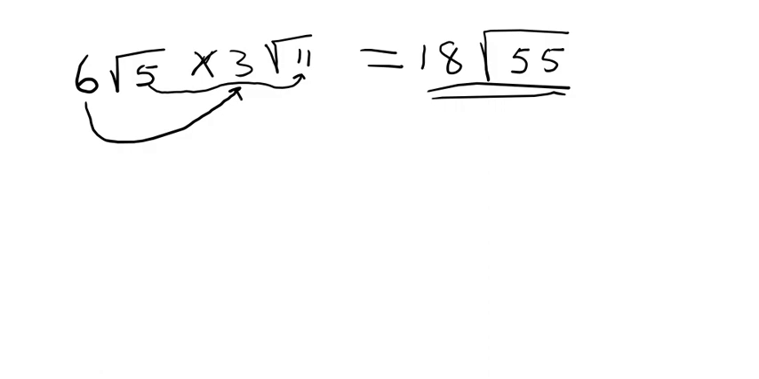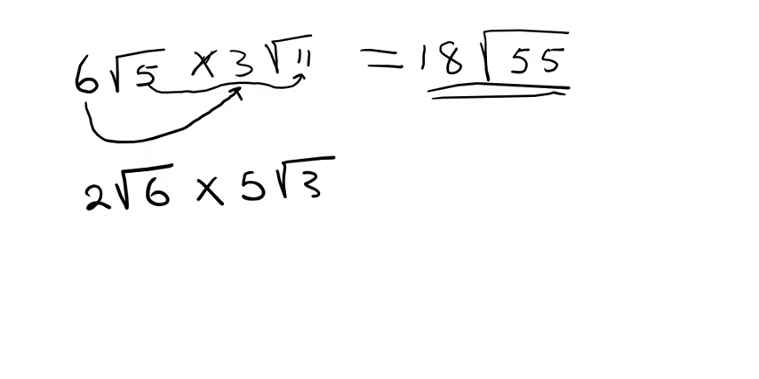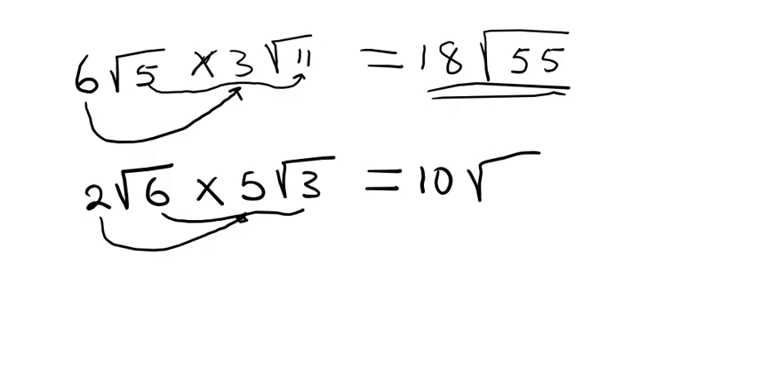Okay, now let's take a look at this also. We have 2 root 6 multiplied by 5 root 3. So this is going to give us 2 multiplied by 5, the ones outside, which gives us 10. Then root 6 multiplied by 3, the ones under the root sign, will give us 18. If you look at the digits under the root sign, you will see that 18 is a perfect square.